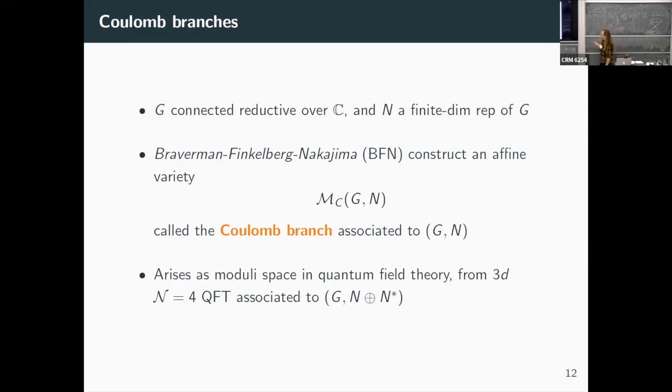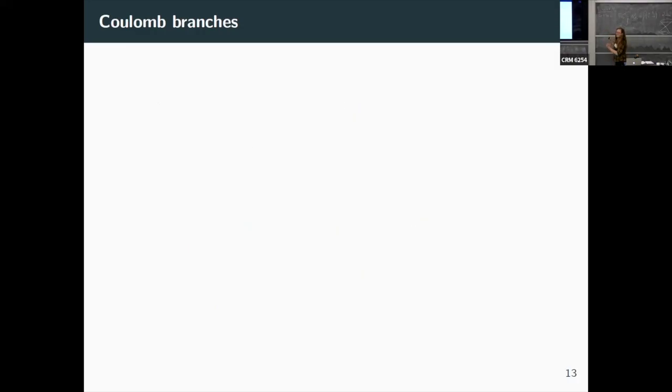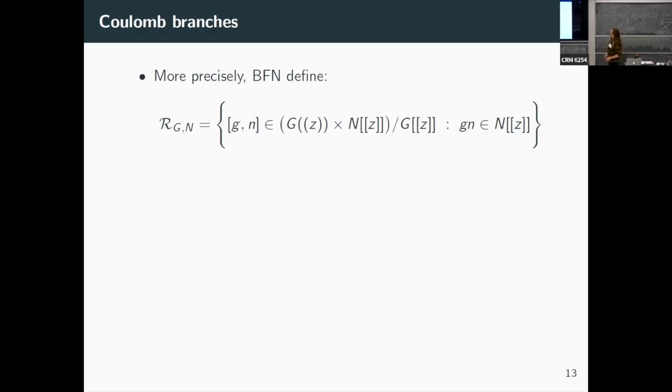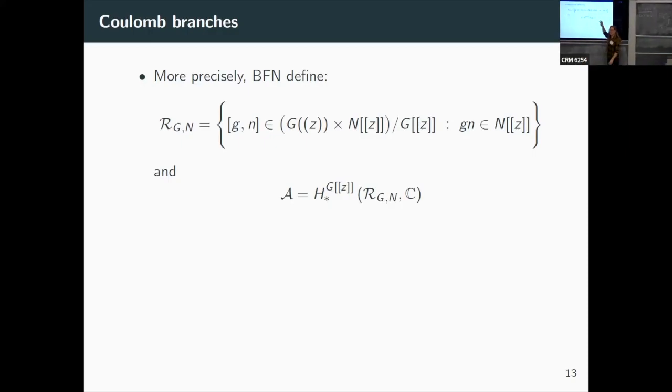A priori, physicists had been studying these varieties, but it was hard to make sense of what they are. And so the groundbreaking work of Nakajima, and Braverman-Finkelberg-Nakajima, showed that there was some way to actually construct an algebraic variety. And this is not going to help very much, but I'll just say how you define this a little bit. Well, it's actually something also involving loop groups, funnily enough.